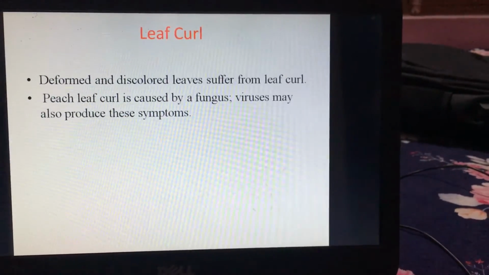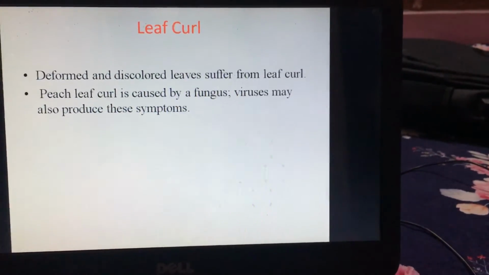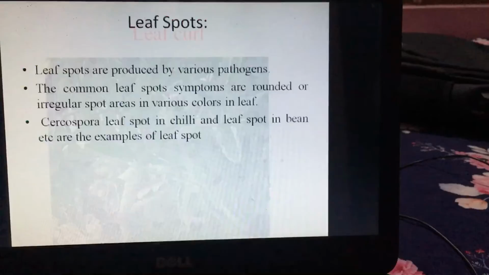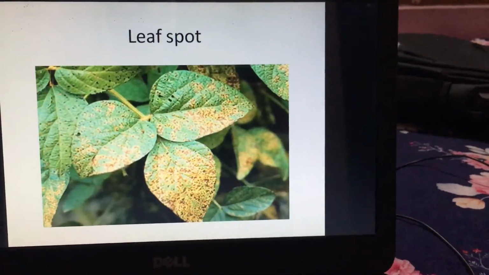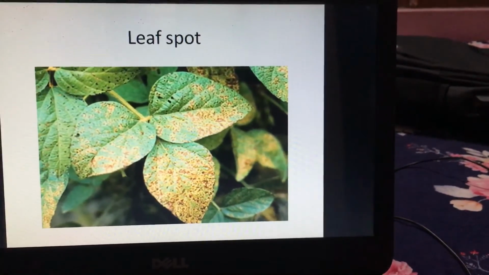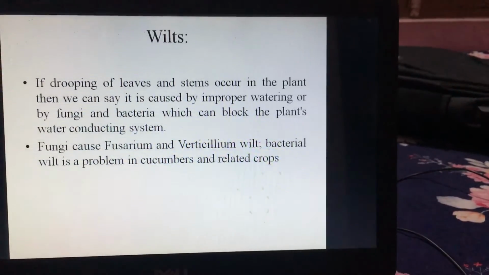Leaf curl. Deformed and discolored leaves suffer from leaf curl. And here are the symptoms of the leaf curl. And leaf spots. Here is a plant leaf attacked by the leaf spots.